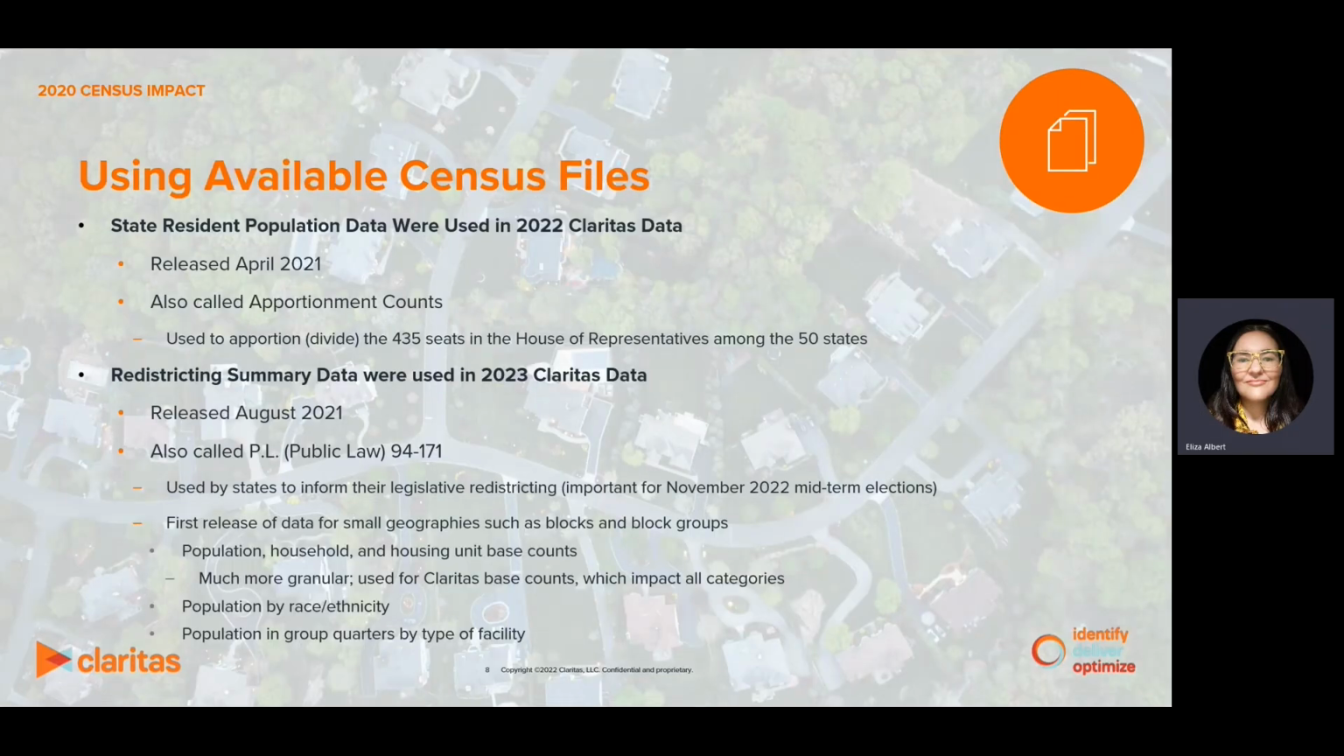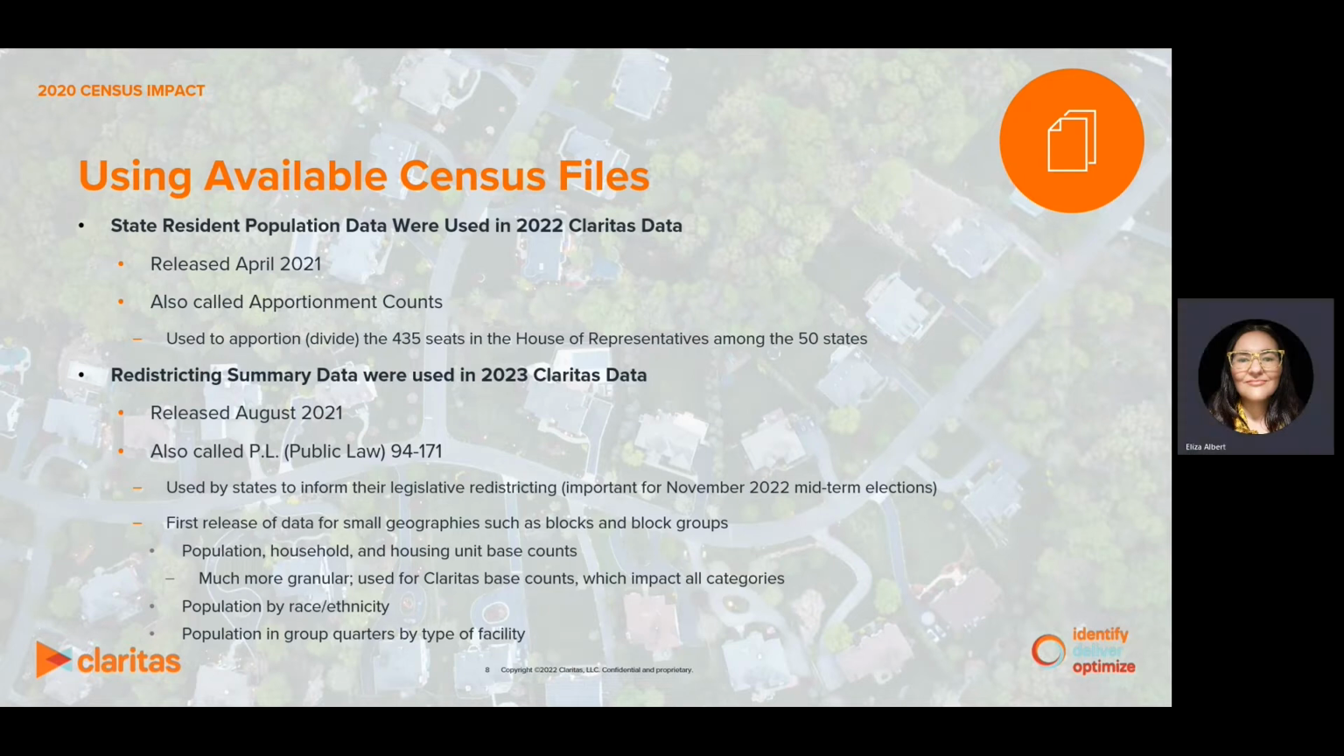Now let's take a look at how we're using available census files. State resident population data were used in our 2022 update. These were released in April 2021, and they're also called apportionment counts because they're used to apportion or divide the 435 seats in the House of Representatives among the 50 states.